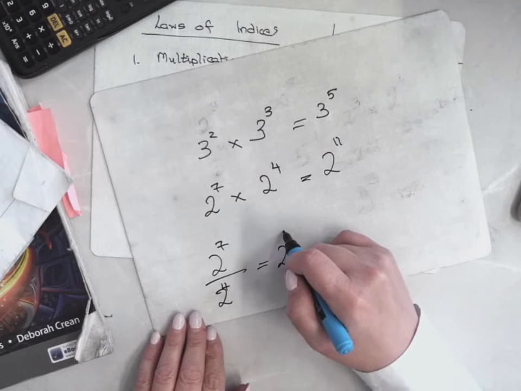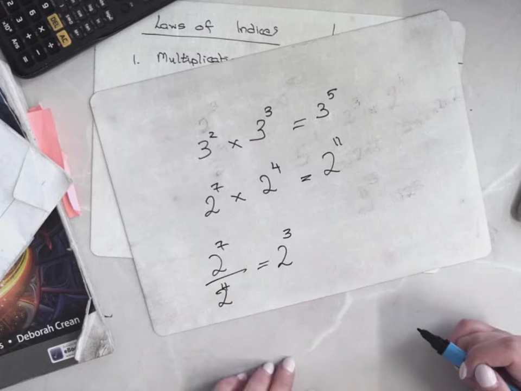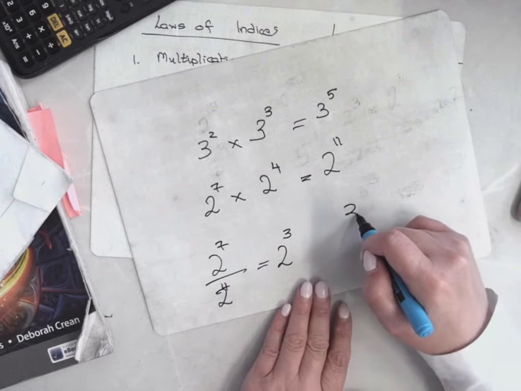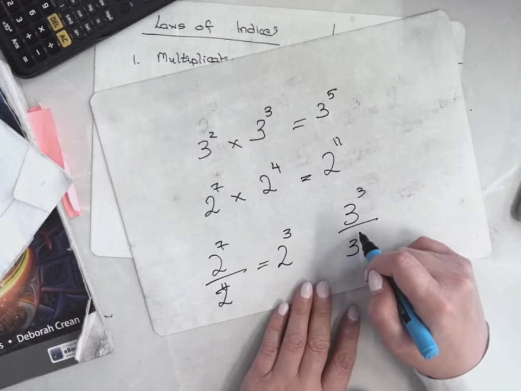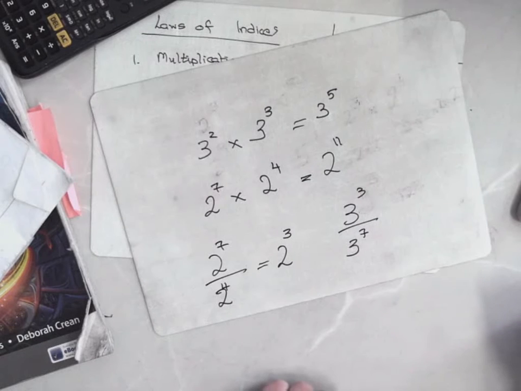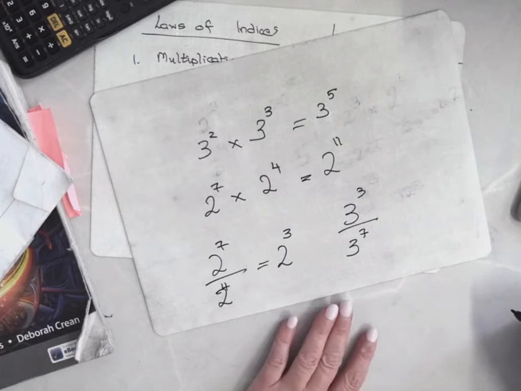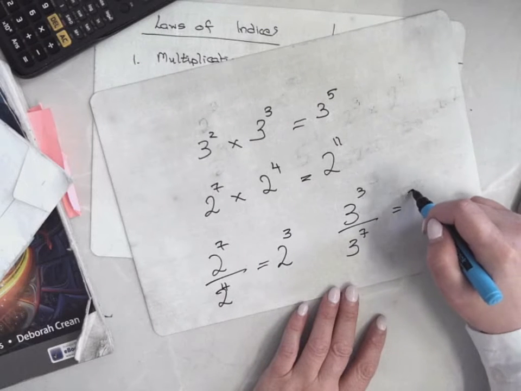It's division, so you're subtracting. 7 take away 4 is 3. Tricky one. 3 to the power of 3 divided by 3 to the power of 7. What's my answer? 3 to the power of minus 4.